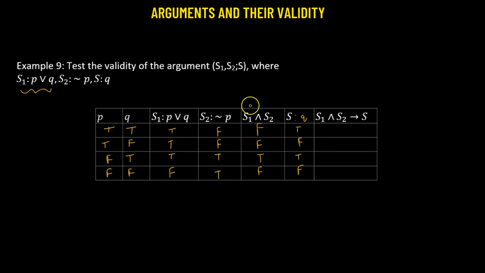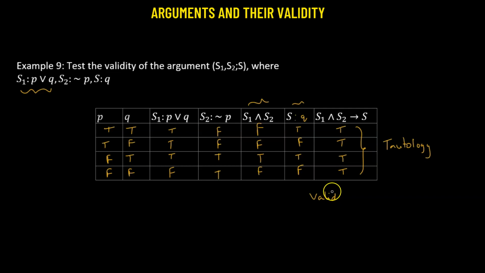Now we'll consider this column and form the conditional statement. If false, then true, this will be true. If false, then false, this is also true. If true, then true, this is true, and if false, then false, this is true. So we see that all the truth values are true, which is a tautology. So in this case, we say that the given argument is a valid argument.